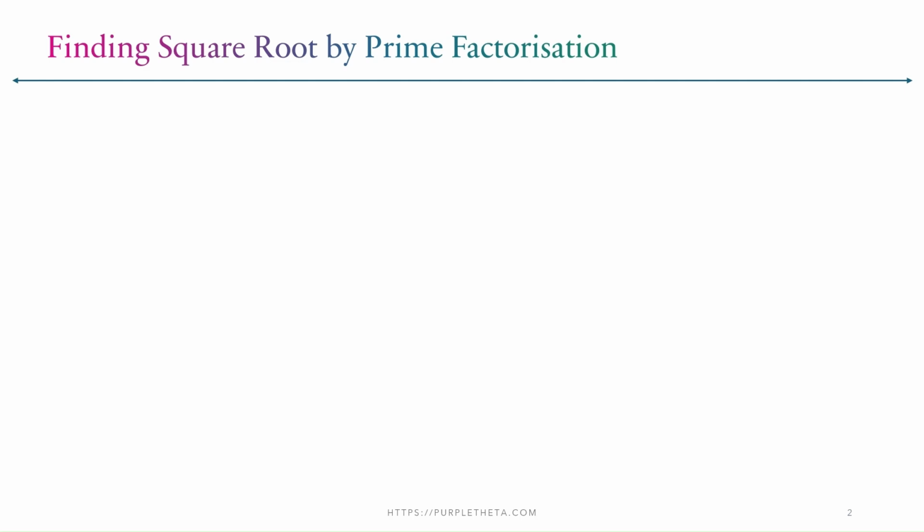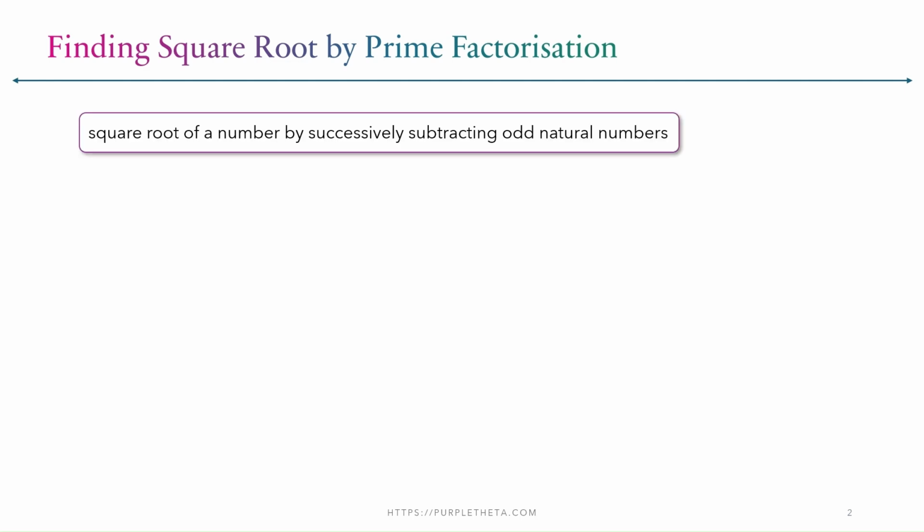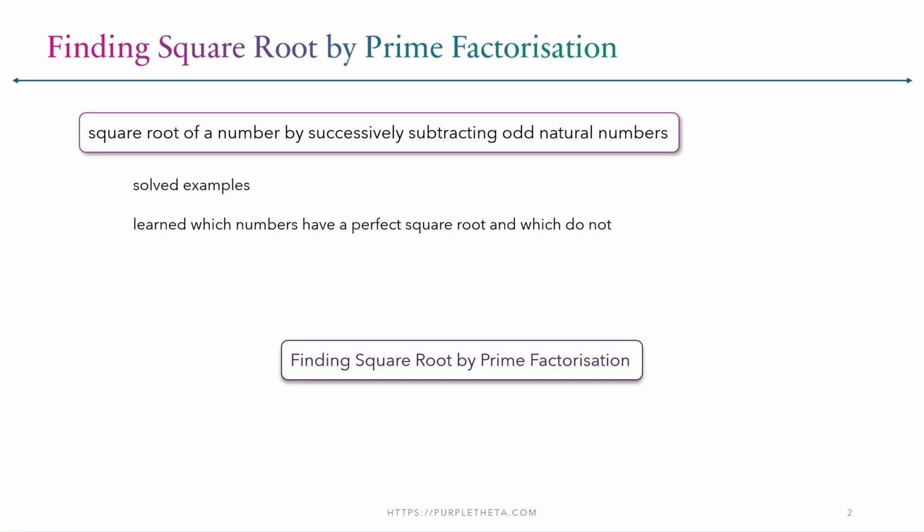Hi. In the previous video, we learned how to find the square root of a number by successively subtracting odd natural numbers, right? We also solved a few examples and learned which numbers have a perfect square root and which do not, right? In this video, we will learn another method to find the square root of a number, and this method is called prime factorization.